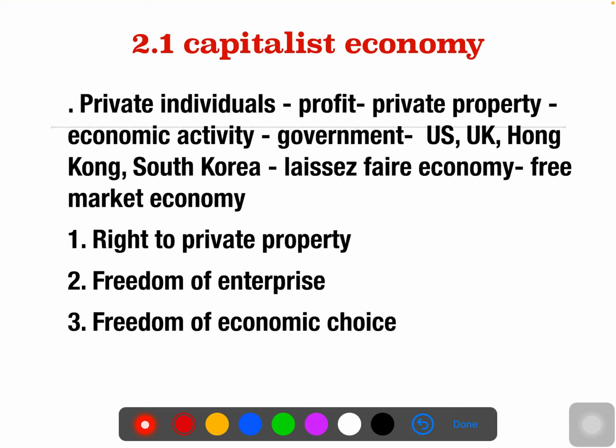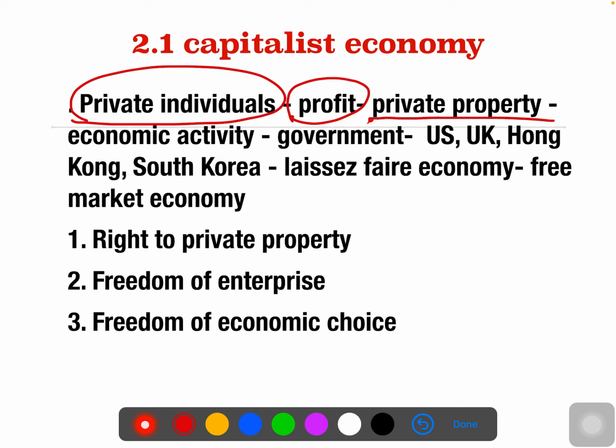First of all, let me talk about what a capitalist economy is all about. The capitalist economy means the economy which is completely controlled by private individuals. All the decisions in the economy are taken by private individuals, and their main objective and goal is profit making. The people involved in the private sector always try to get more and more profit, and the mainstay of the economy is private property. Everybody thinks about how to own private property and how much to own.